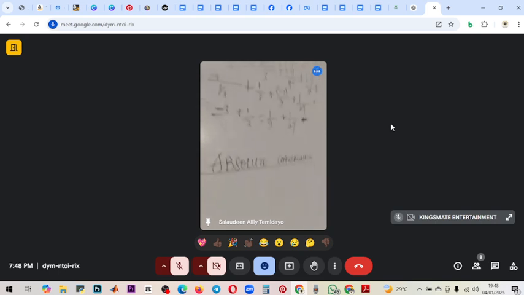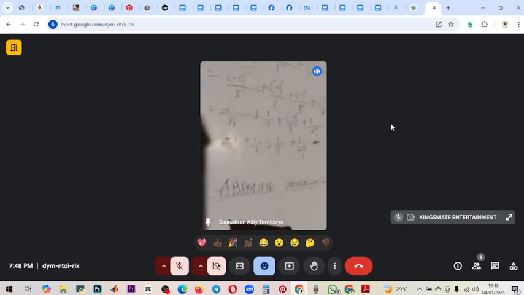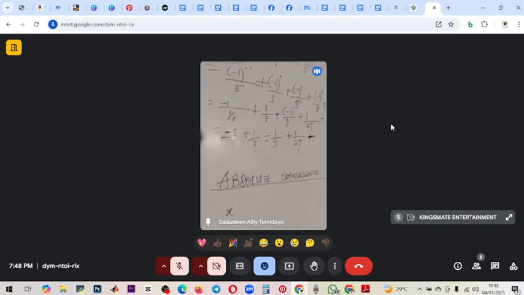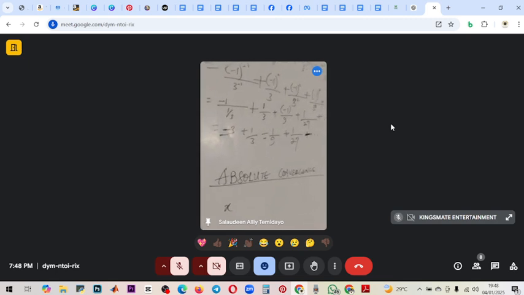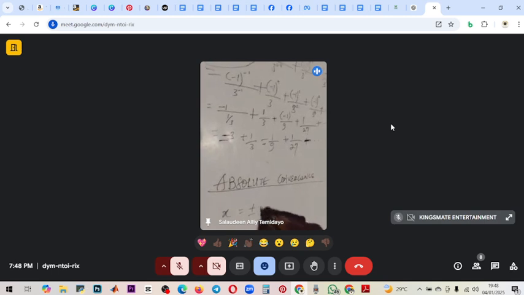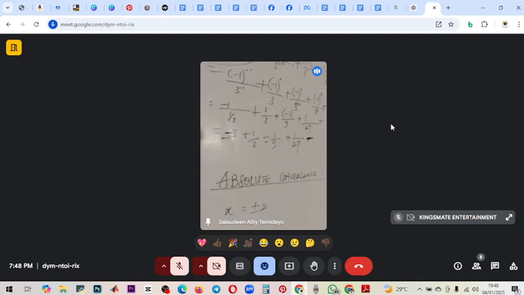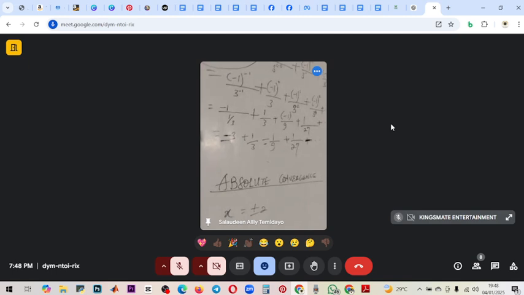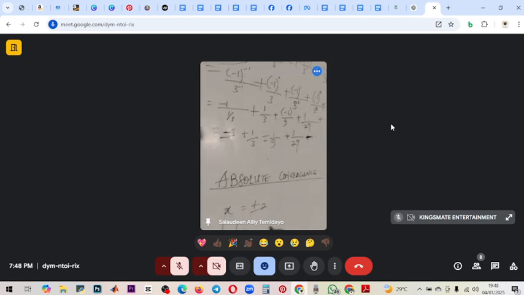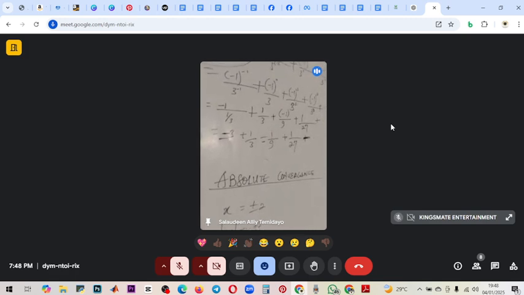There are values. We call them ordinary values. This is x. This is ordinary x. If x is equal to plus or minus 2, that is the square root of 4. Square root of 4 could be plus 2. It could be minus 2. The absolute value of x means I can never have any negative value for x. That is going to be plus 2.